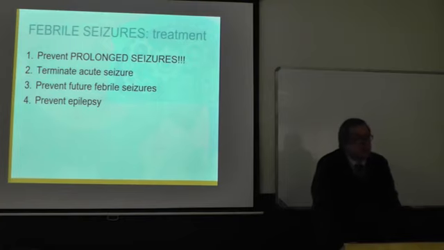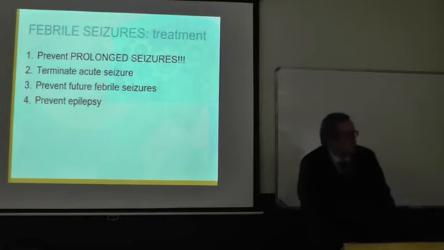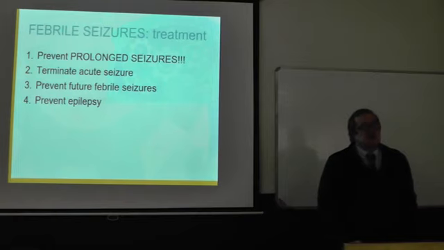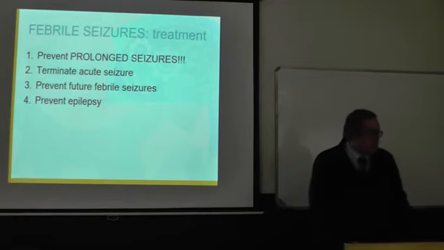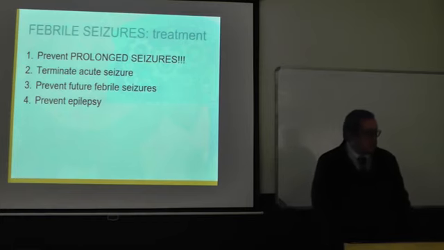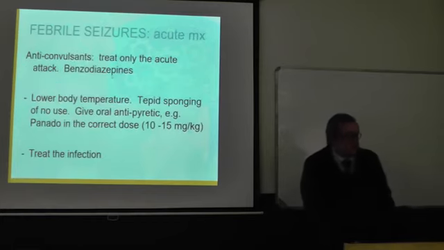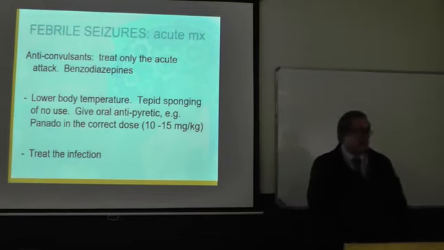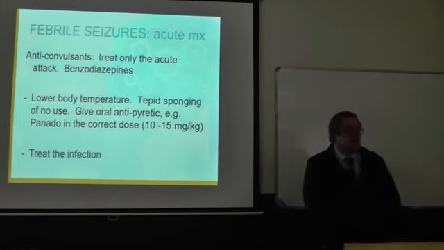So the main thing is we want to avoid the seizures. We want to terminate the acute seizures, and for that we would usually use the benzodiazepines. We want to prevent future febrile seizures and prevent epilepsy, but I think that is probably a bit of a bridge too far. The benzodiazepines can be given in different ways. You can give it rectally, and then it's got a different dose. You can give it sublingually, you can give it intranasally.